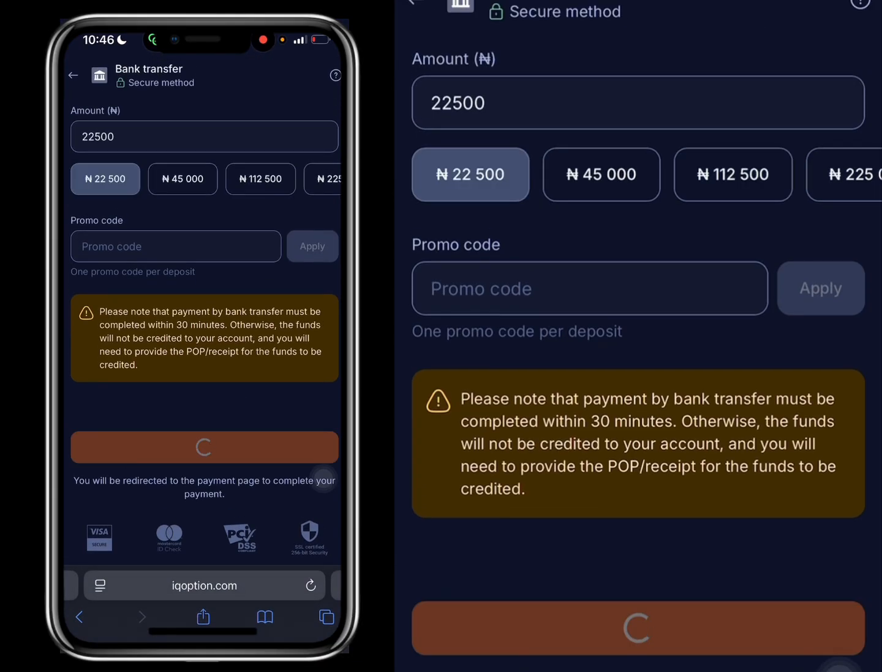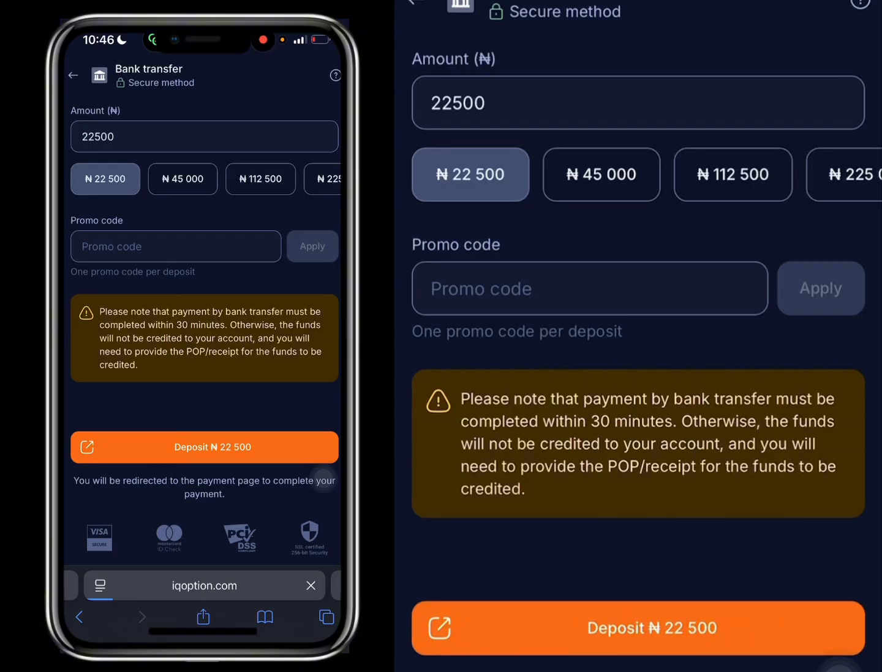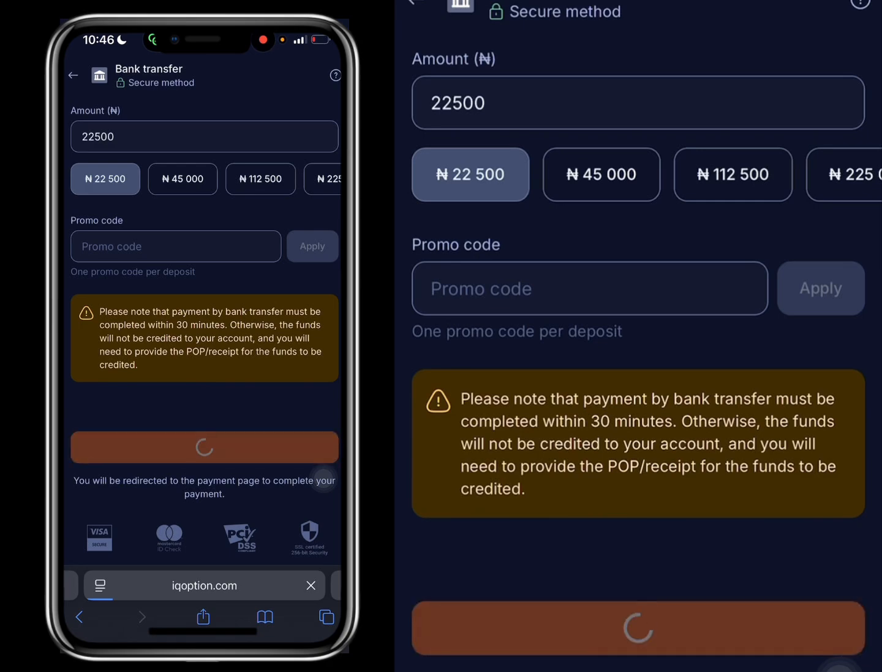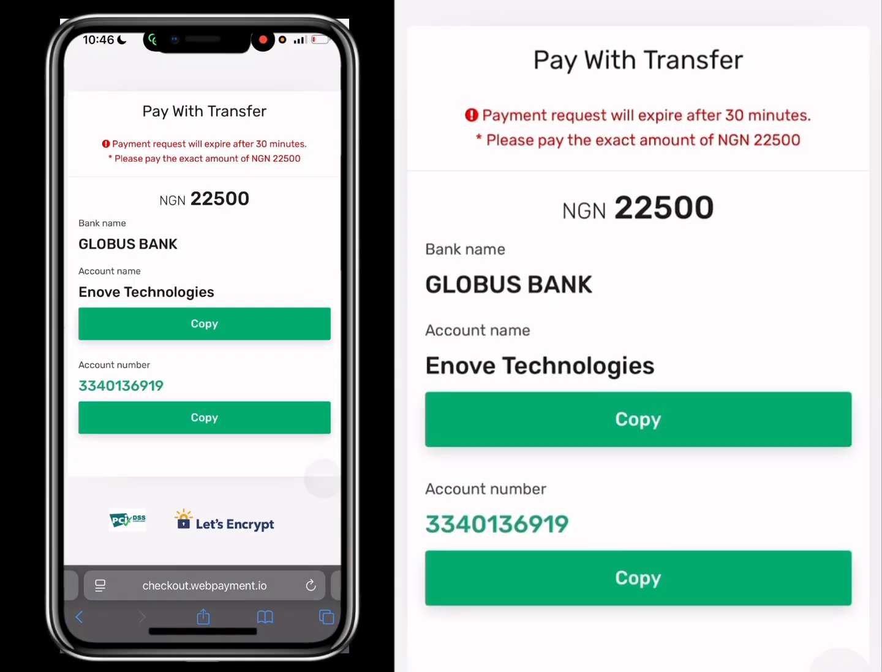If you do deposits, they are going to generate an account for you, and this account would last for a few minutes. You can see, note that the payments by bank transfer must be completed within 30 minutes. Otherwise, the fund will not be credited to your account, and you will need to provide the POP, that's the proof of payment receipt, for the funds to be credited. So once you proceed from here and they give you an account, you should make the payments within 30 minutes, right? So see this one now. All I need to do is just tap copy here, and I've copied the account. I'm sending 22,500, and as soon as you send this, it reflects in a matter of seconds or minutes. So it is straightforward, and there is no confusion here.